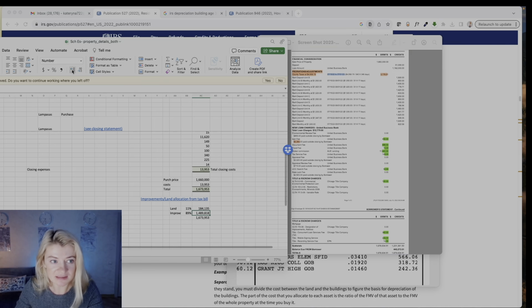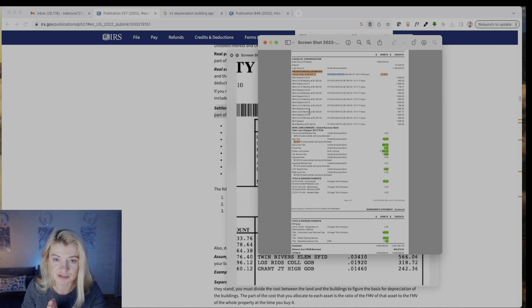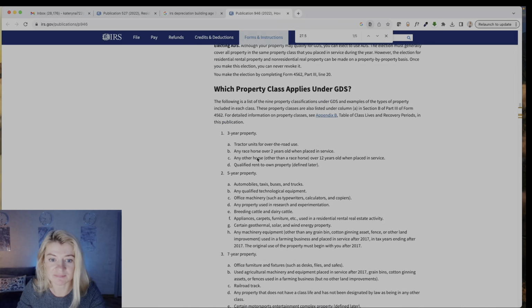The date that we put all these things under the depreciation schedule would be the date when the rental real estate is ready for rental. Whenever it's ready for rental, that's the date placed in service for our building, land improvements, and things like that. Here I also go to the IRS website to look up how many years we depreciate certain things for.